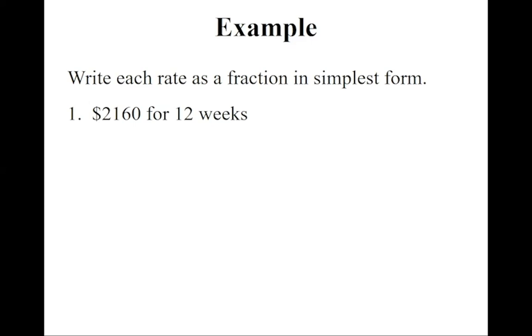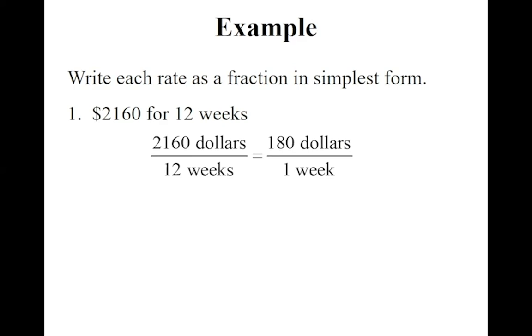$2,160 for 12 weeks. That would be $2,160 to 12 weeks. It turns out that 2,160 divides by 12 evenly, we get 180. But since it needs to stay a fraction in simplest form, it needs to stay a rate. We need a number with units on top and a number with units on the bottom. So $180 to 1 week.